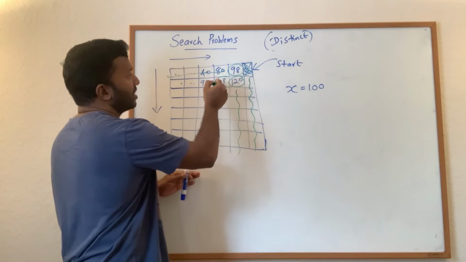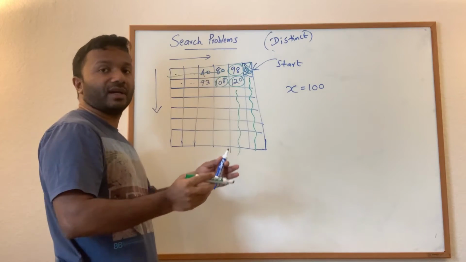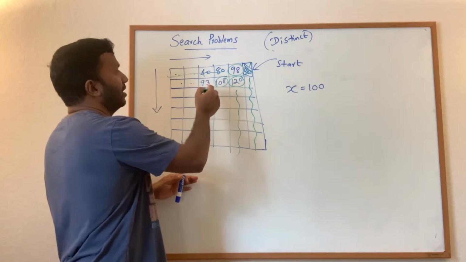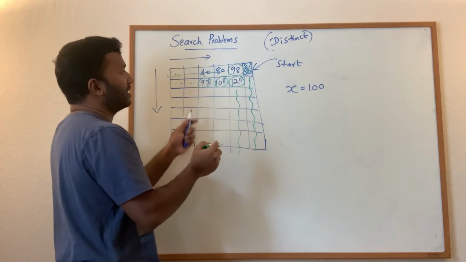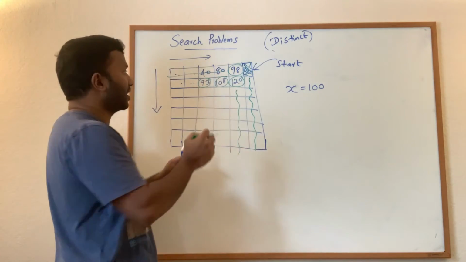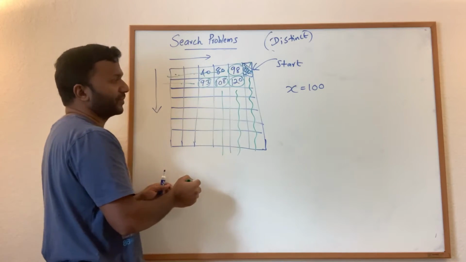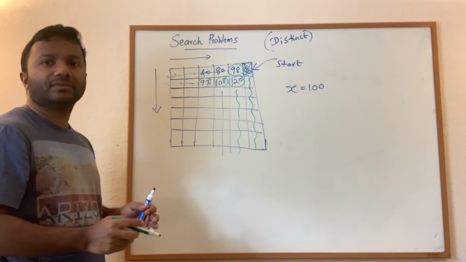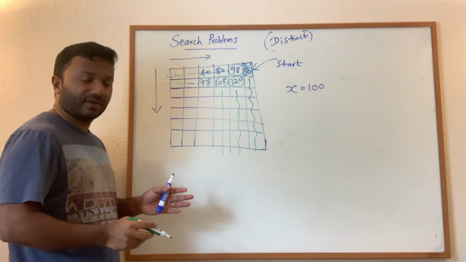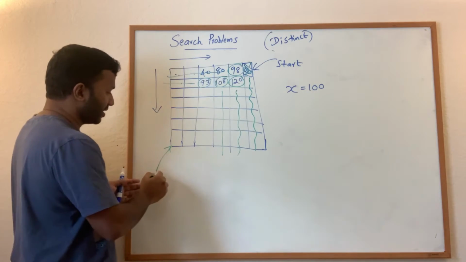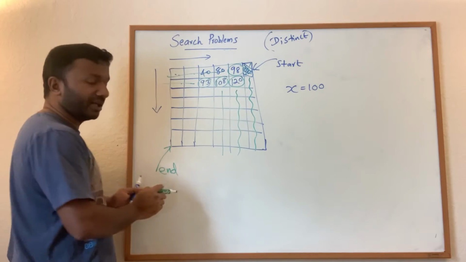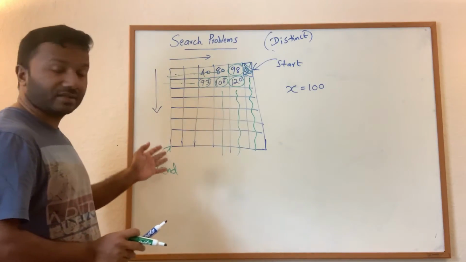So I come here, I see 108. Okay, I'm getting closer. And I come here. Now I see that it is 93. So I can ignore the rest, and I can also forget about this part. Okay, so this is the algorithm. And ultimately, if you don't find the answer, you're going to reach here.